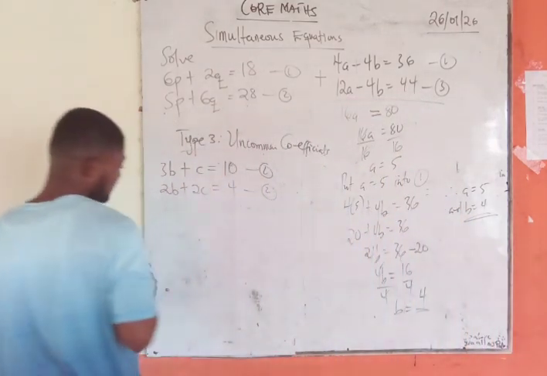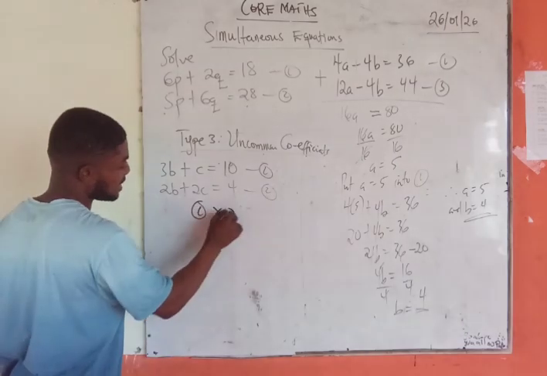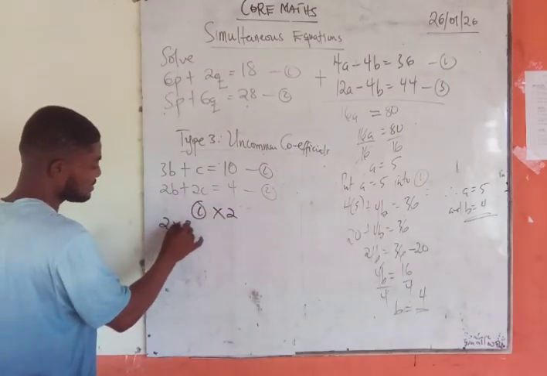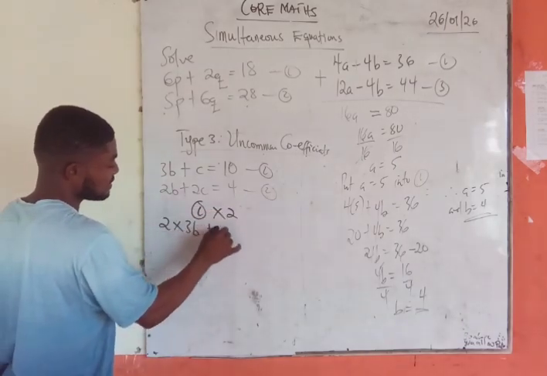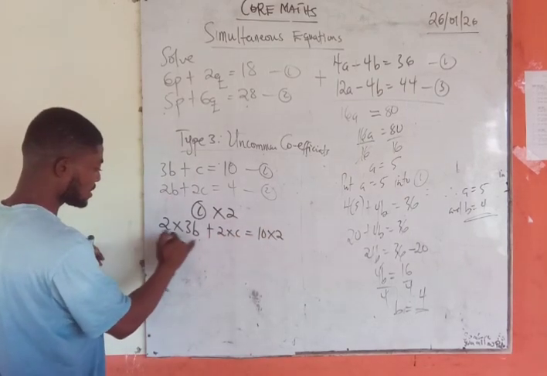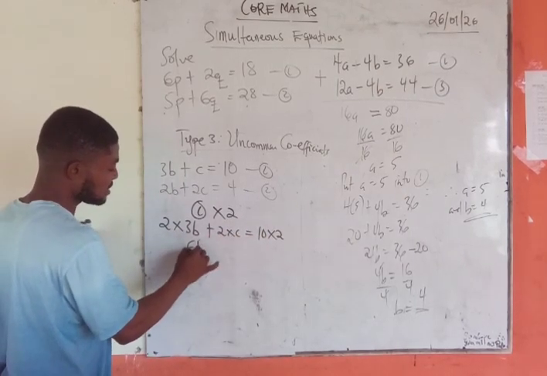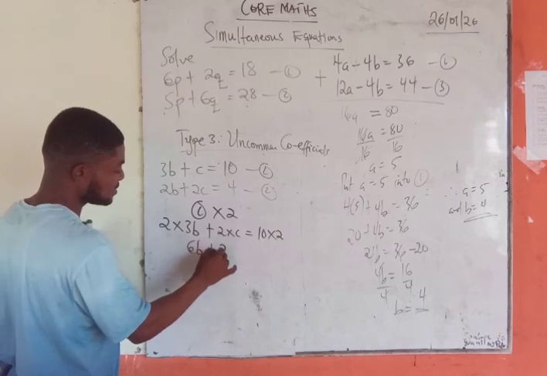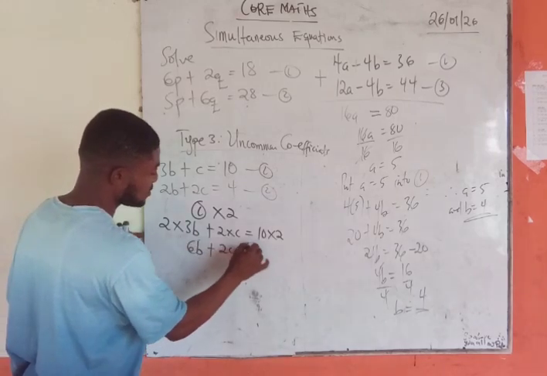So multiply equation 1 by 2. 2 times 3b plus 2 times c is equal to 10 times 2. 2 times 3b, that's 6b, plus 2 times c, 2c is equal to 20.